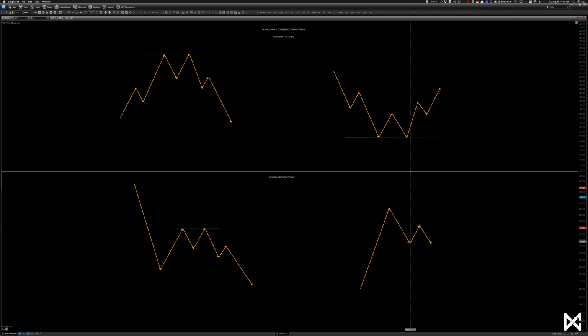So we form a double bottom. We reject this support level as an example, and then we break out to the upside. And now we're in a continuation pattern, continuing with the general bullish trend. So that's kind of it for explaining double tops and double bottom continuation patterns and reversal patterns.